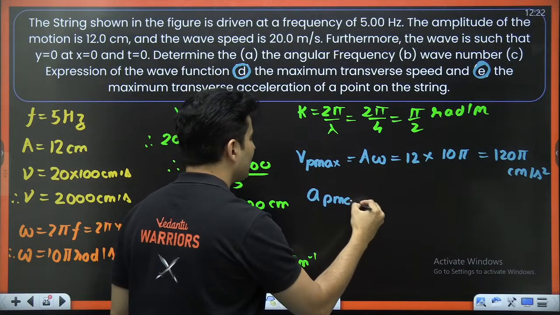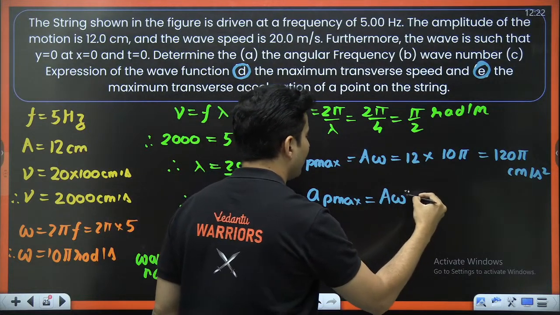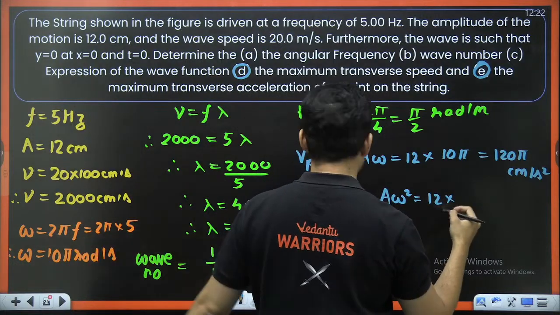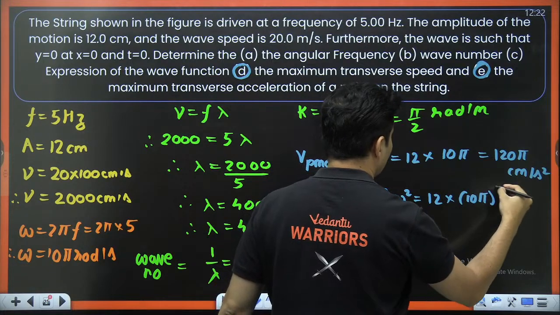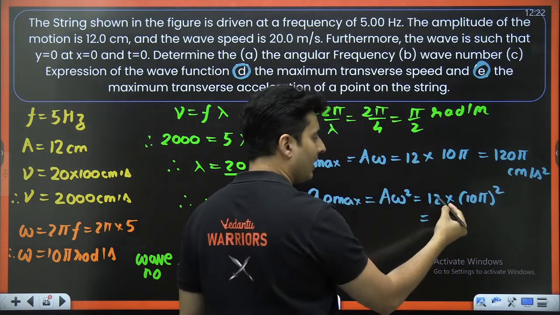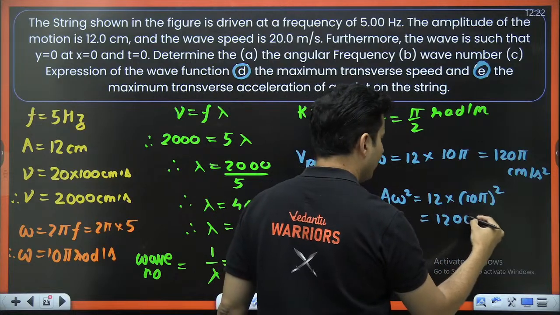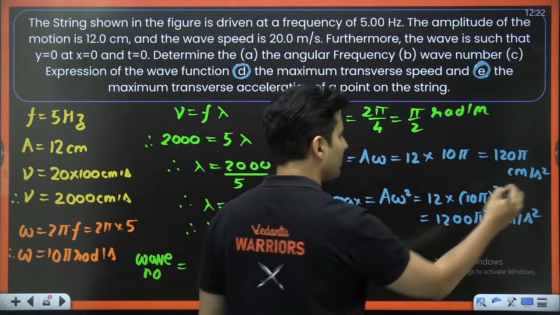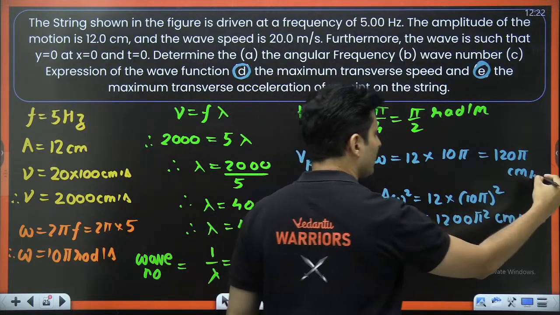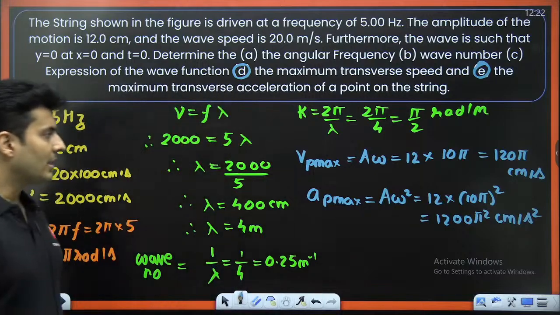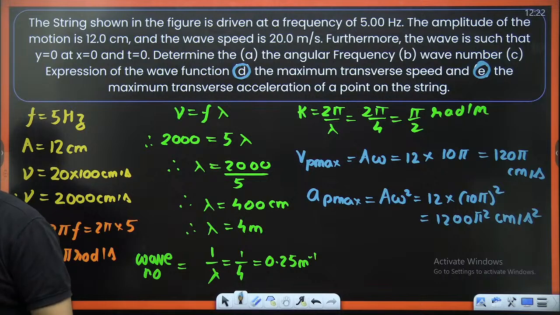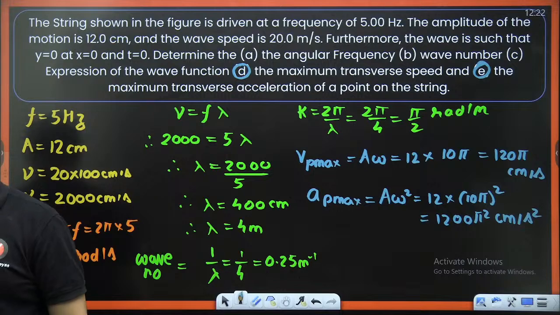Similarly, AP max, maximum acceleration, is A omega square. Amplitude is 12. Omega is 10 pi. So 10 pi square will make it 100. 100 into 12 is 1200 pi square centimeters per second square. Sorry, the earlier one was not second square. That was just centimeters per second. That was speed, right? Yeah, that's it. So VP max is this much. AP max is this much. Is that clear, my dear warriors? Very good. Excellent.